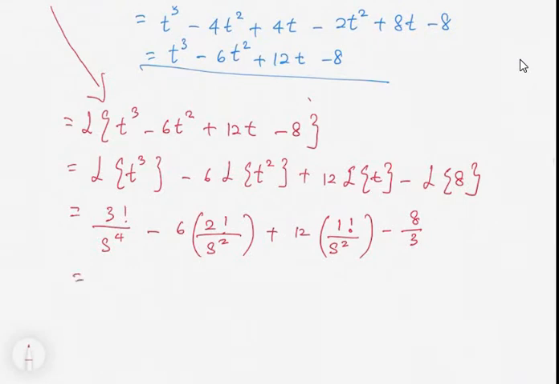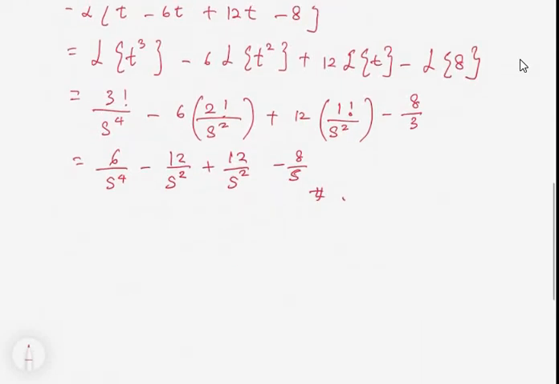Okay, so you solve it. 3 factorial is 3 times 2 times 1, so you get 6. So you have 12 over s squared minus 8 over s. Okay, so it's also simple. Now let's look at another example.